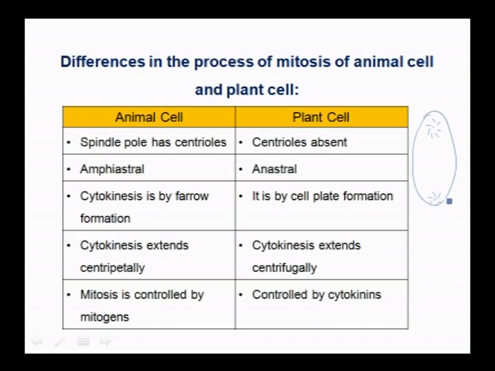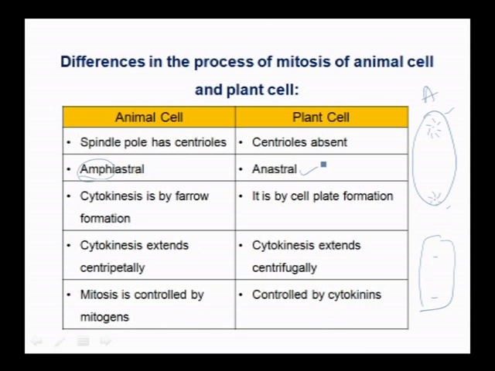This set is referred to as aster ray. And remember, aster rays are found only in animal cells on both the poles. Therefore, it is referred to as amphiastral. Amphi means both. Whereas plant cells do not have the centriole at all. Therefore, they do not show the formation of aster ray at the poles. As a result, because of the absence of aster rays, we call the process anastral.